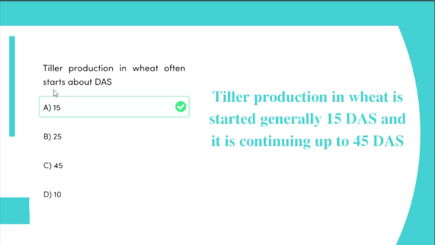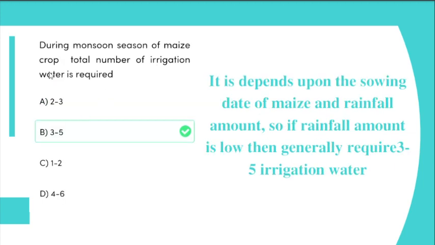Next question: tiller production in wheat often starts about how many days after sowing? Option A, 15, is correct. Tiller production in wheat generally starts 15 days after sowing and continues up to 45 days. Next question: during the monsoon season of maize crop, the total number of irrigations required? 3 to 5 irrigations are required. It depends upon the sowing date of maize and rainfall amount. If rainfall is low, then generally 3 to 5 irrigations are required.